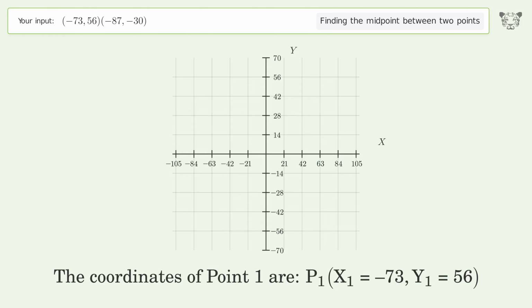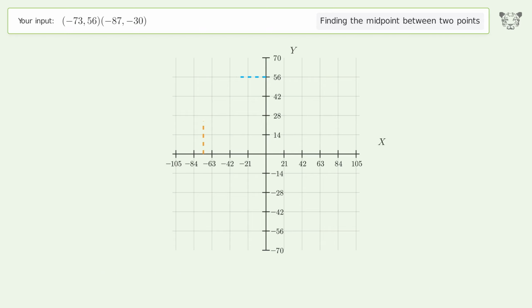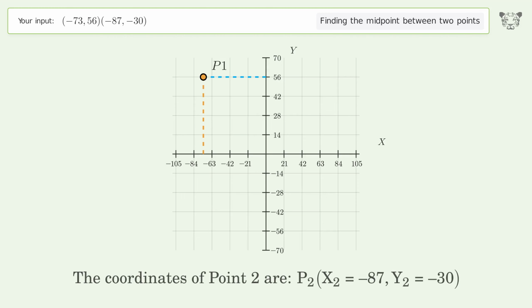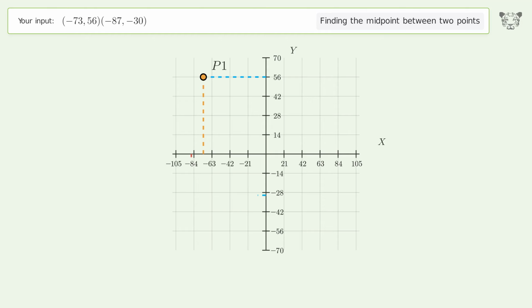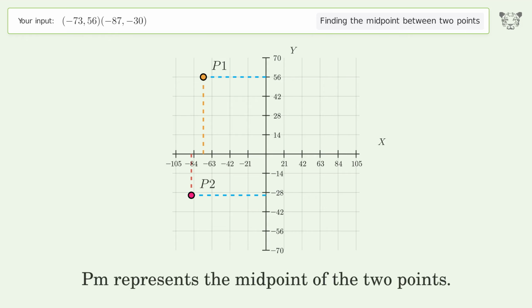The coordinates of point 1 are, x1 equals -73, y1 equals 56. The coordinates of point 2 are, x2 equals -87, y2 equals -30. PM represents the midpoint of the 2 points.